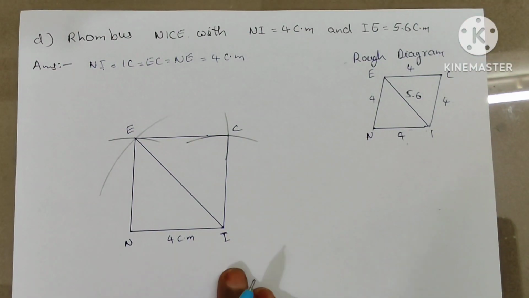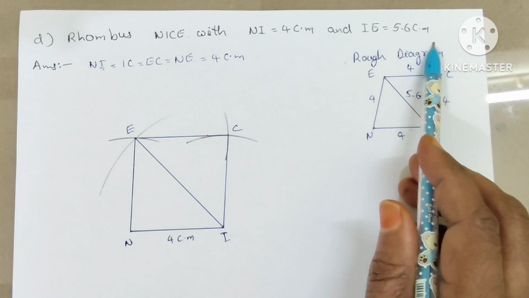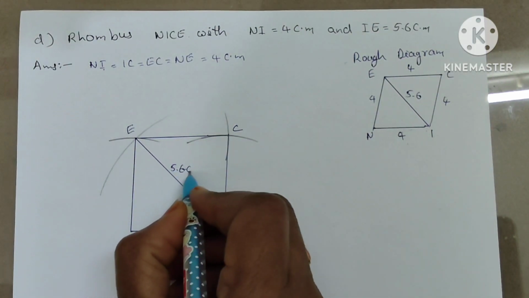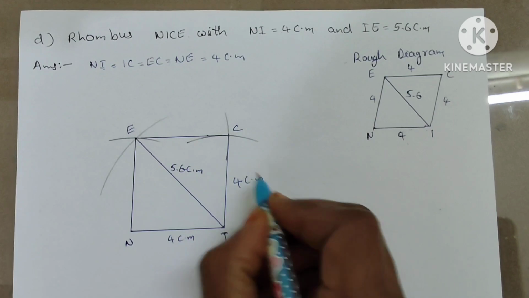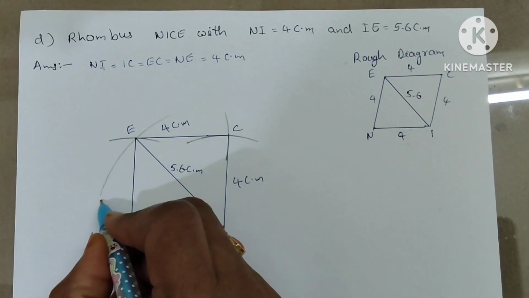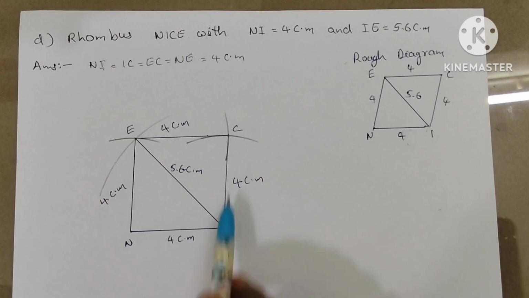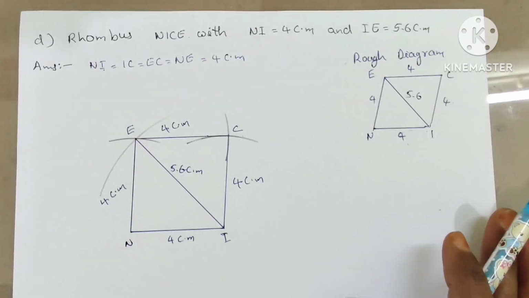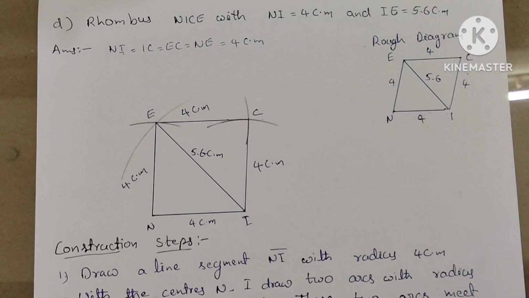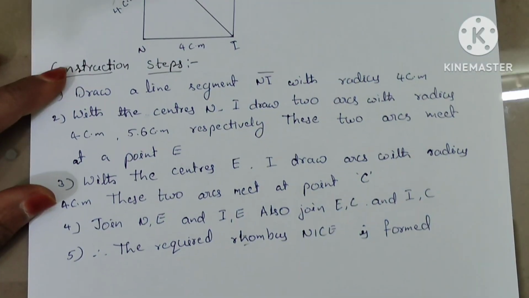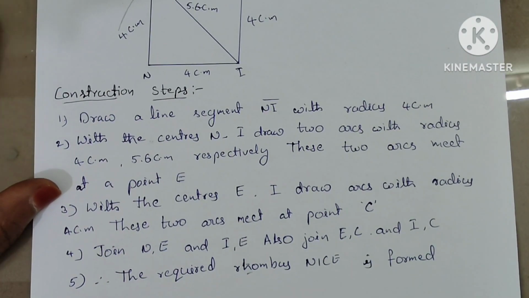Now this is the rhombus with side 4 centimeters and diagonal IE equal to 5.6 centimeters. Here we write the measurements: 5.6 centimeters, 4 centimeters, 4 centimeters. Here NE is 4 centimeters. Now this is the NICE rhombus diagram. These are the construction steps of it.